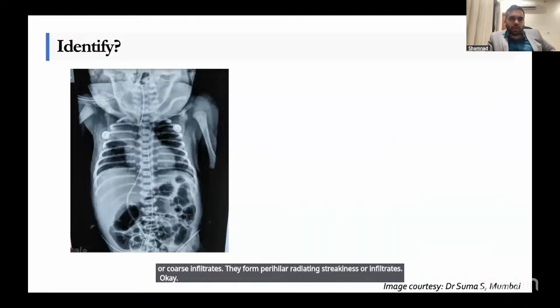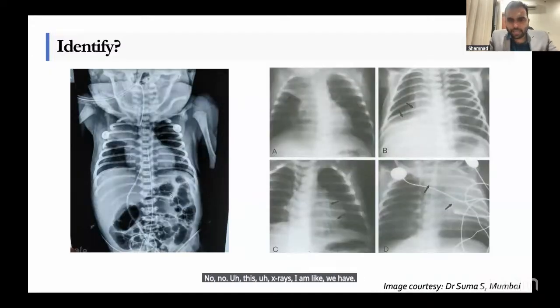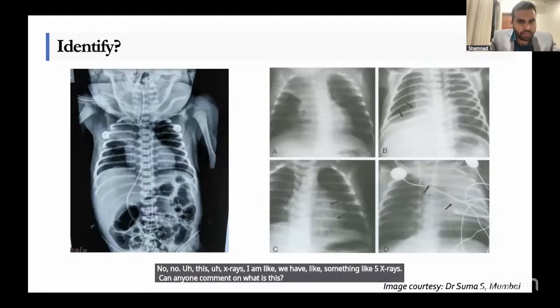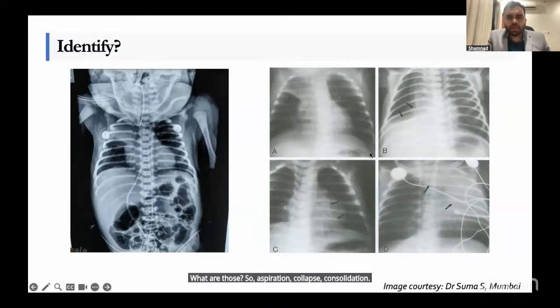Now, we have something like 5 X-rays. Can anyone comment on what this is? I have not put any scenario. VAP, NEC, dilated bowel. Okay. Any answers? Aspiration, collapse, consolidation. Okay, so at least I got a word of collapse.